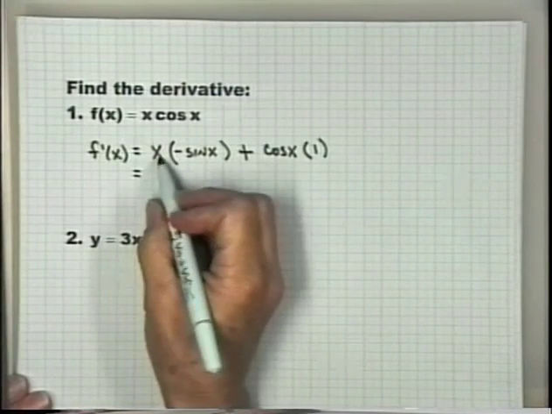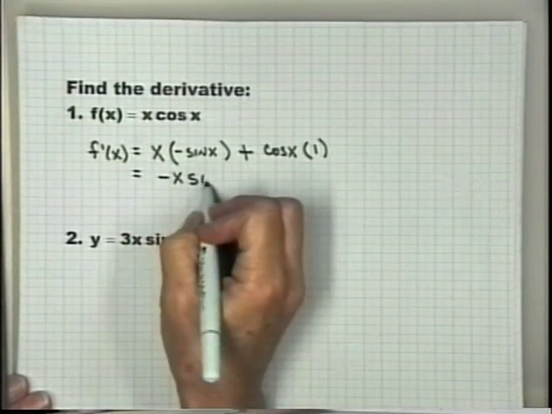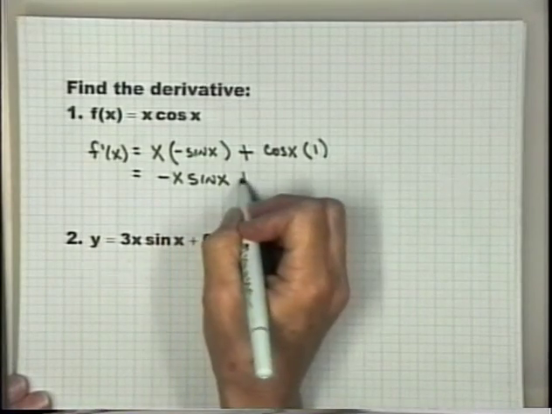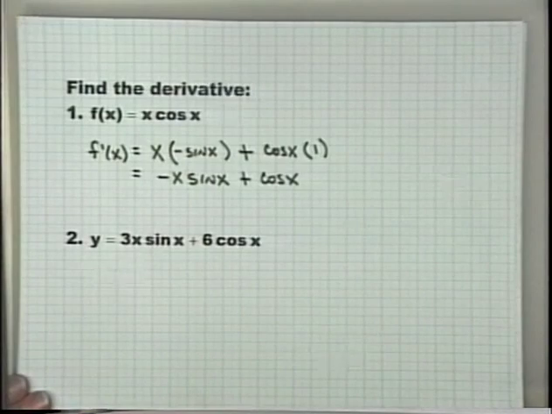Now we're going to simplify this. X times negative sine x can be written negative x sine x, and then of course we don't need that 1, so we can just say plus cosine x.